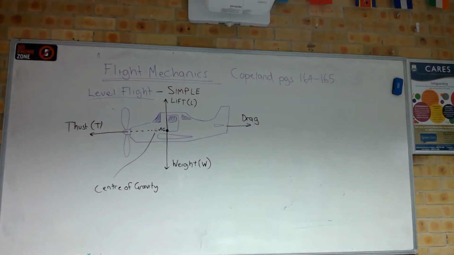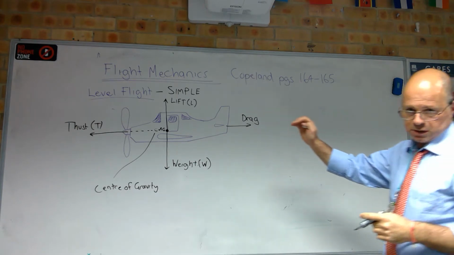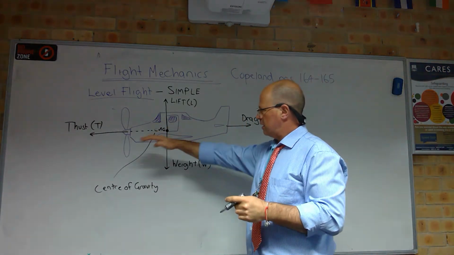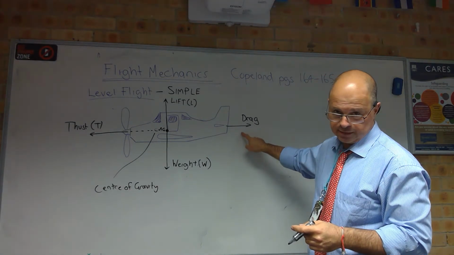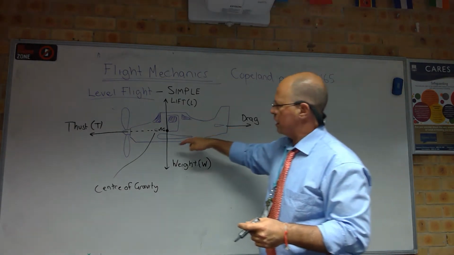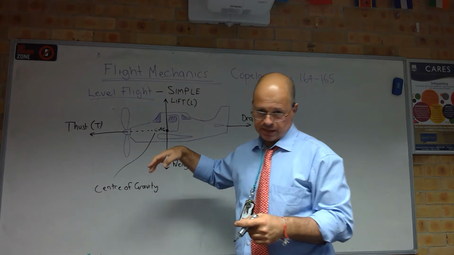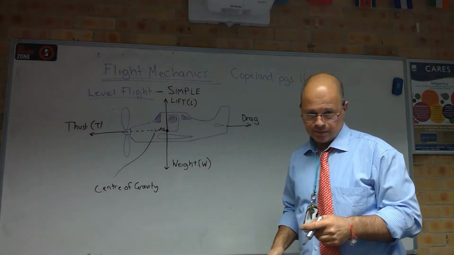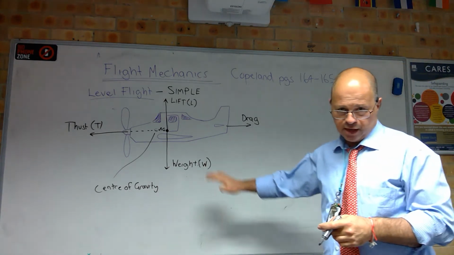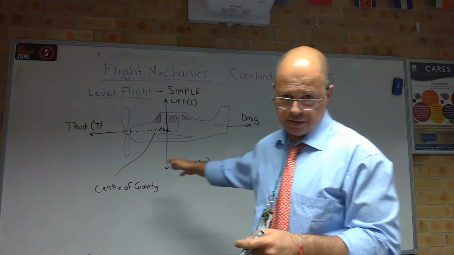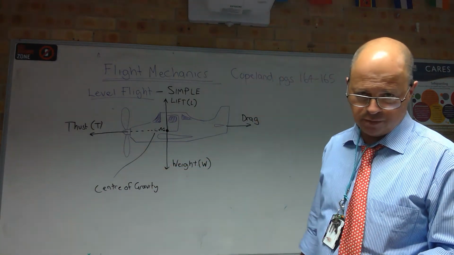And obviously to maintain forward straight and level flight, our thrust has to be greater than our drag, and our lift and our weight have to balance out to maintain our altitude. So that's straight and level flight. There's a number of things wrong with that picture in so much as it's very, very simplified.